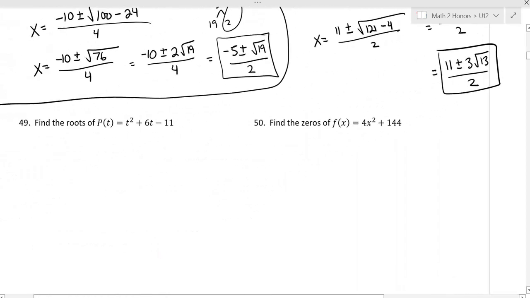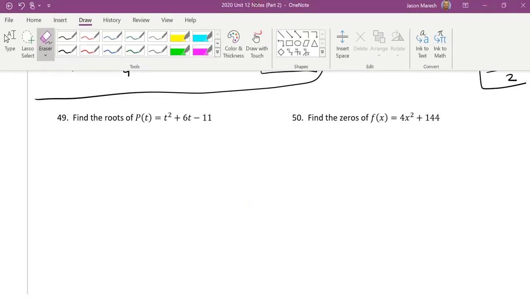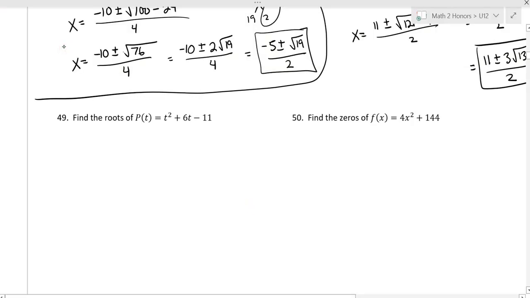Okay. Next one, 49. Find the roots. And so we set this equal to 0. Got t squared plus 6t minus 11. Again, you can check factoring. It's not going to work. In this case, since b is even, it's not going to be too hard to use completing the square, and so that's what I'm going to do this time.